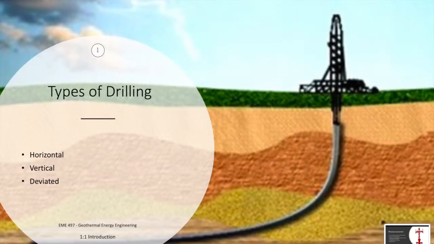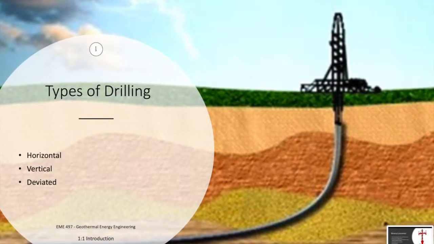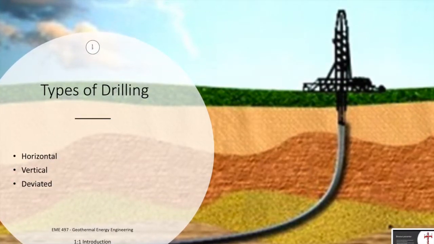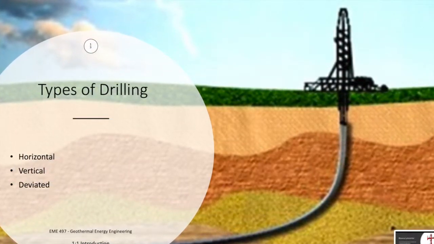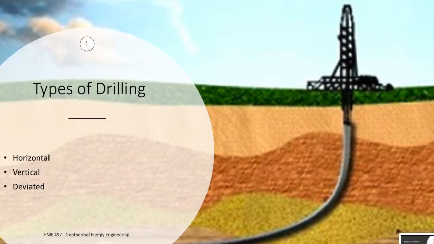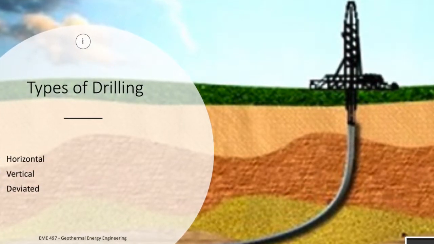Now that we've looked at the key safety features, we can look at the types of drilling that actually occur. Previously in the presentation we looked at more the techniques, and now this type of drilling refers more to the direction that the drill string goes to once it's in the subsurface. There are three types we will look at: vertical, horizontal, and deviated drilling.